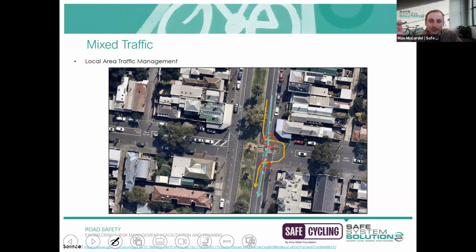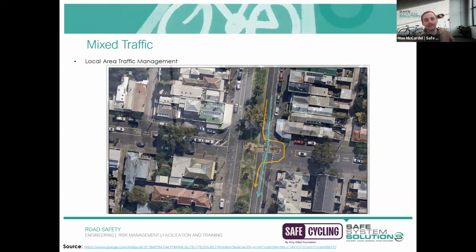But you could look at blocking off this access here. So motorists go further and further and further along, and maybe it takes them out to an arterial road and really sends that message that you shouldn't be trying to get through here. This is not a through residential connection.